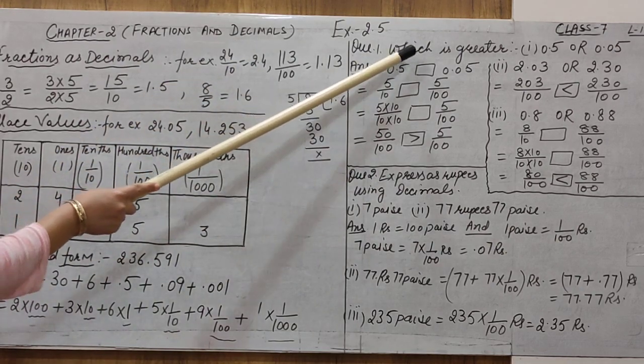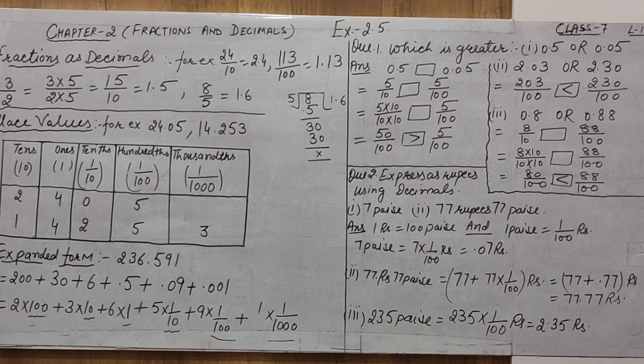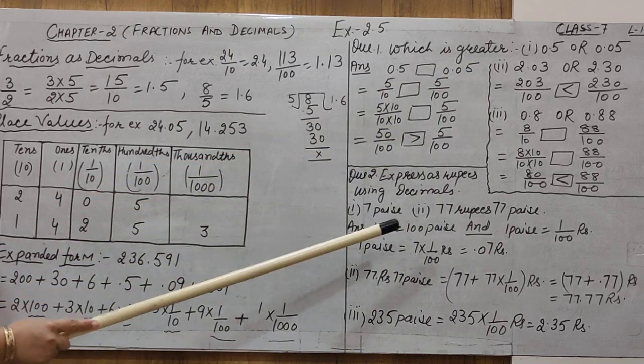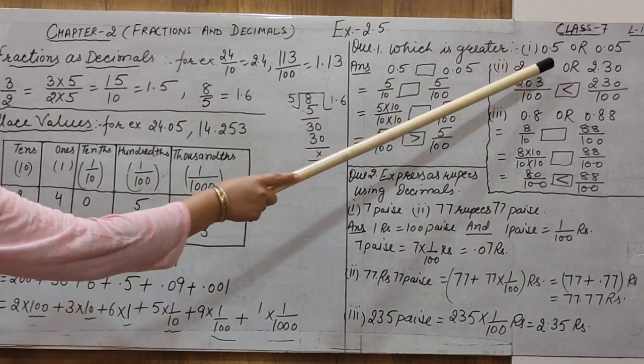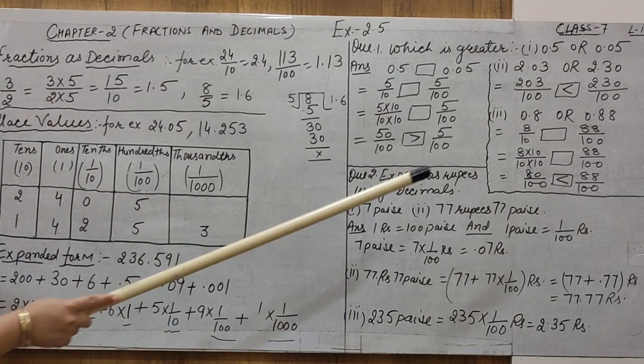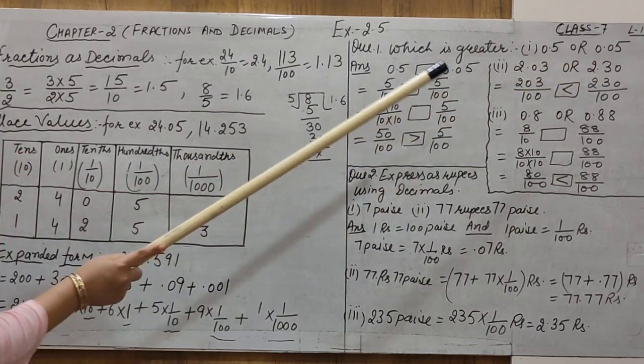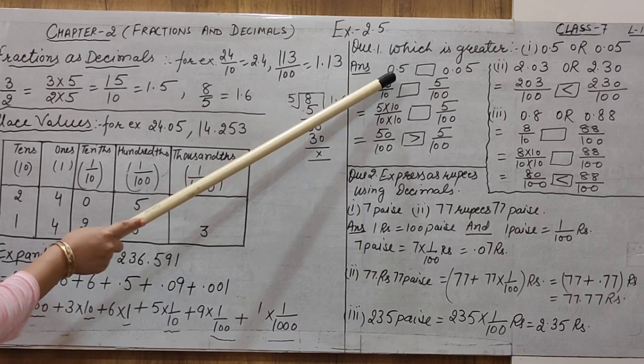Question 1 is, which is greater? Now we have to compare greater or smaller. Whenever any question is asked, you have to compare two numbers. You have to compare 0.5 with 0.05. How can we compare two decimal numbers? Let us start the process.